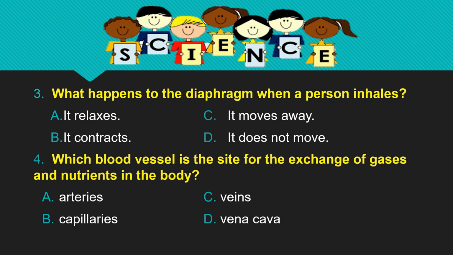Number 3. What happens to the diaphragm when a person inhales? A. It relaxes. B. It contracts. C. It moves away. D. It does not move. Number 4. Which blood vessel is the site for the exchange of gases and nutrients in the body? A. Arteries. B. Capillaries. C. Veins. D. Vena cava.